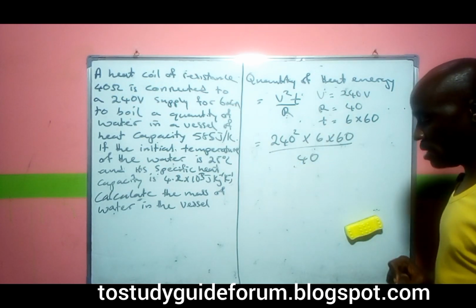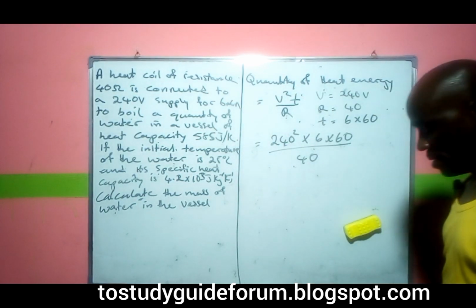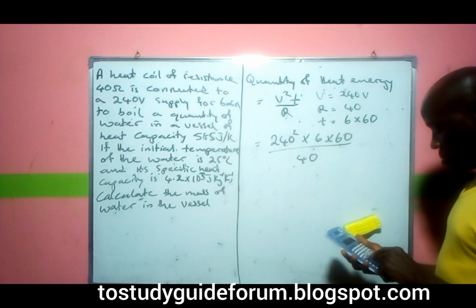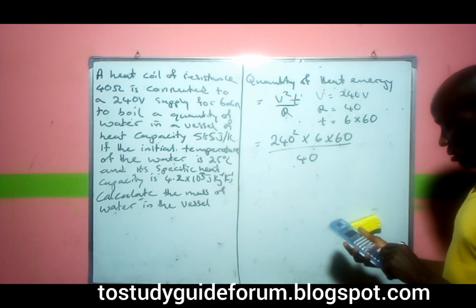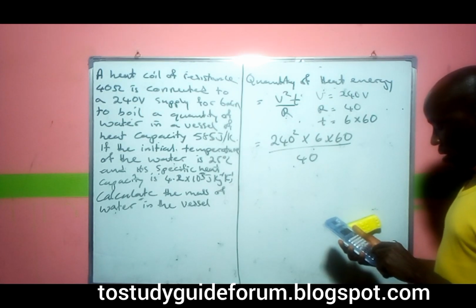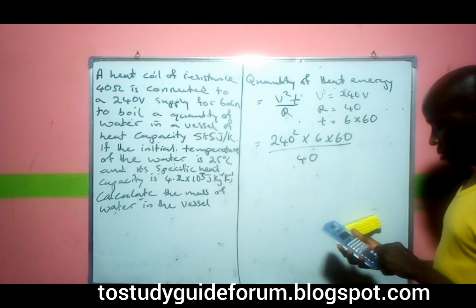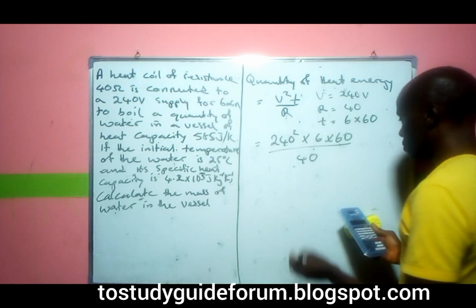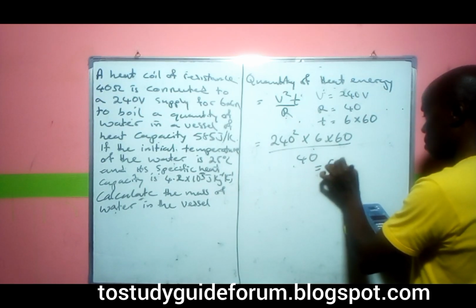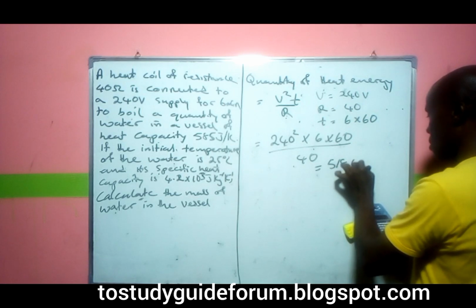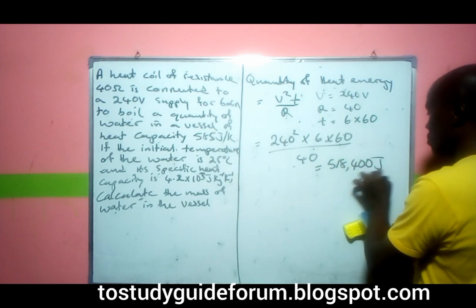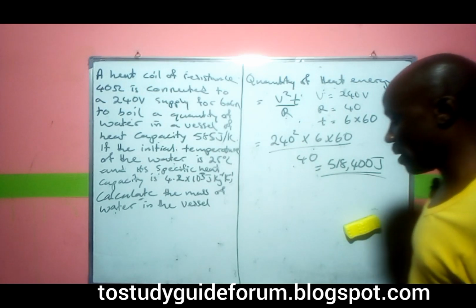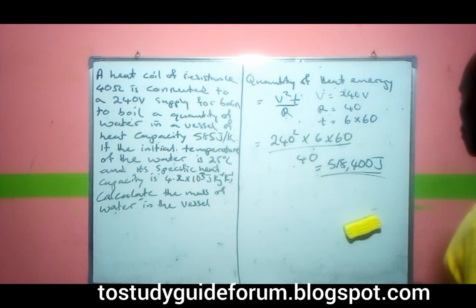So what are we doing here? We multiply through, 240 squared times 6 times 60, divide by 40, and that will be equal to this: the quantity of electricity supplied, the quantity of energy supplied, the electrical energy supplied. So this is what we have.